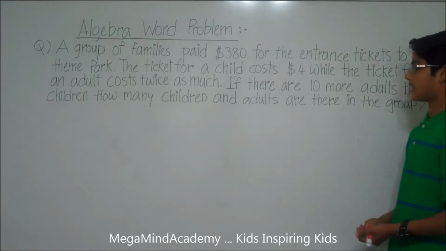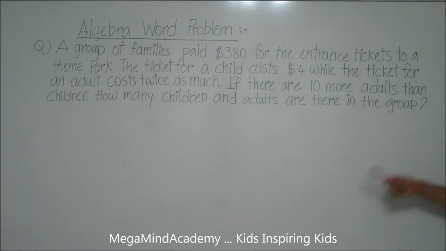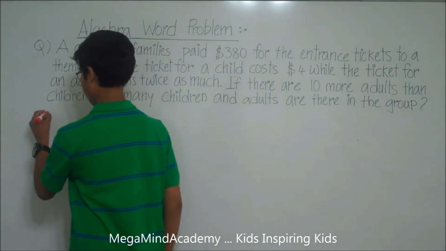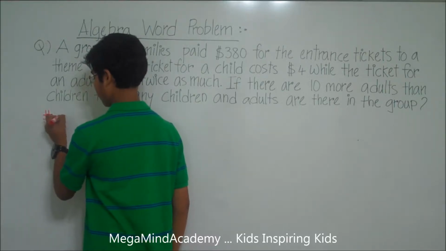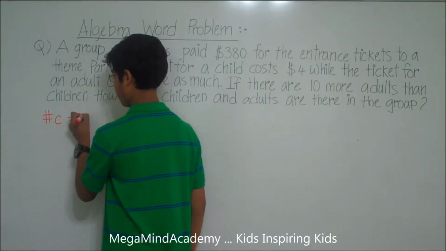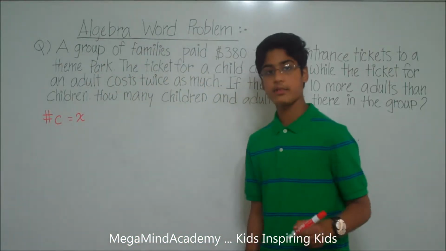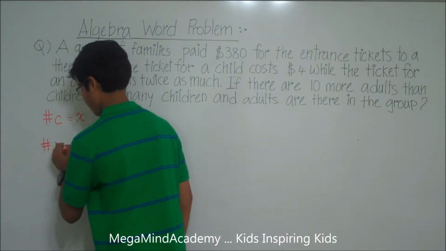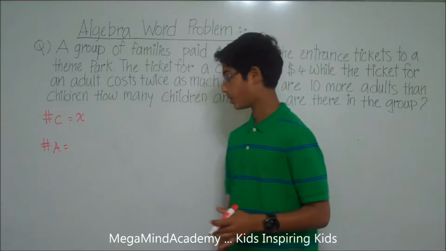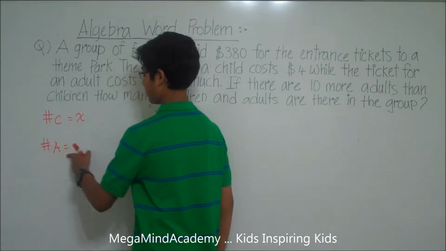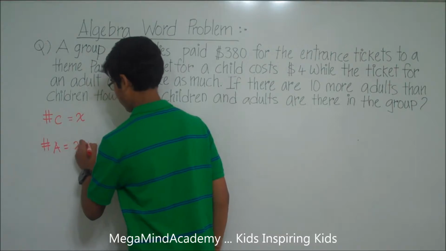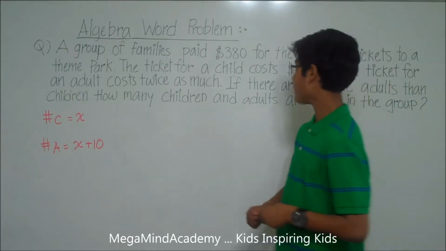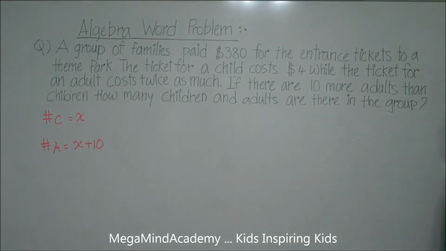Now, the problem states that there are 10 more adults than children. So let's say that the number of children is equal to x. So this means that the number of adults is equal to 10 more than the number of children, which is x. So the number of adults is equal to x plus 10.